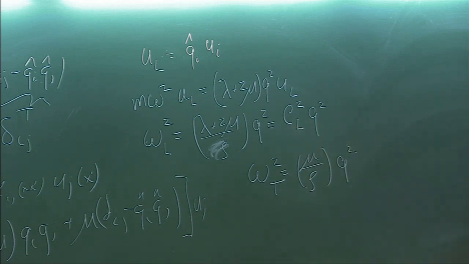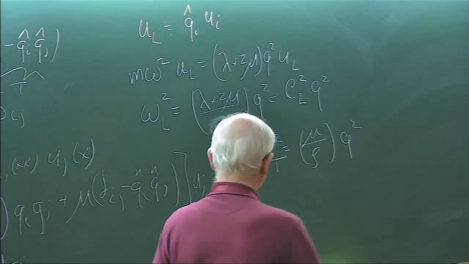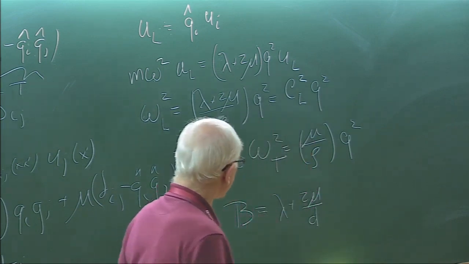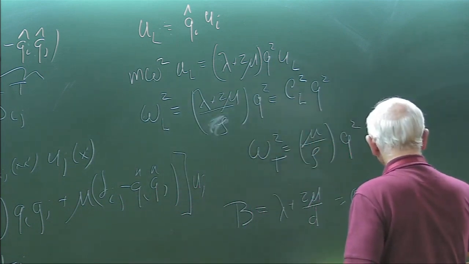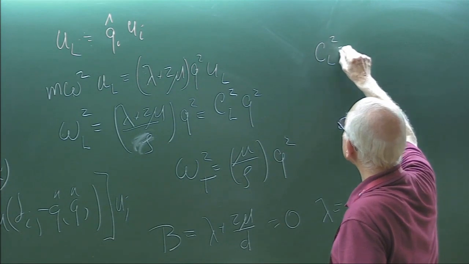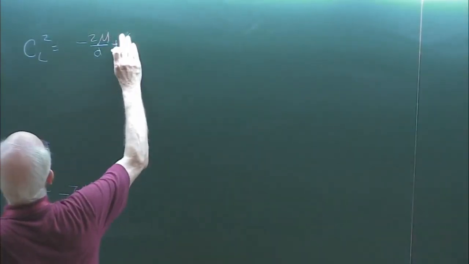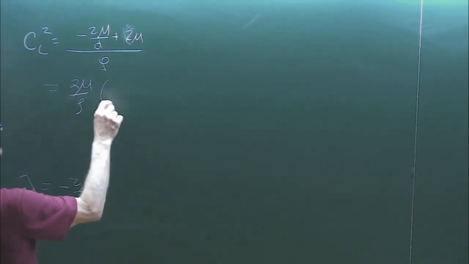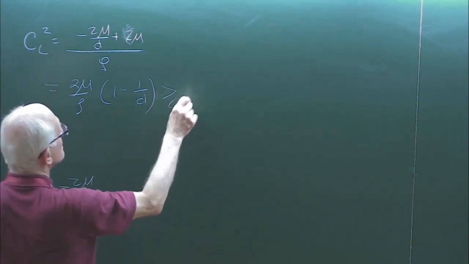One of the things that's rather curious is that the bulk modulus, recall the bulk modulus is what measures the resistance to uniform compression, is lambda plus 2 mu over the spatial dimension d. And if I set this equal to 0, I get lambda is equal to minus 2 mu over d. And that gives us that the longitudinal sound velocity squared is minus 2 mu over d plus 2 mu over rho. So that's 2 mu over rho times 1 minus 1 over d, which is positive.